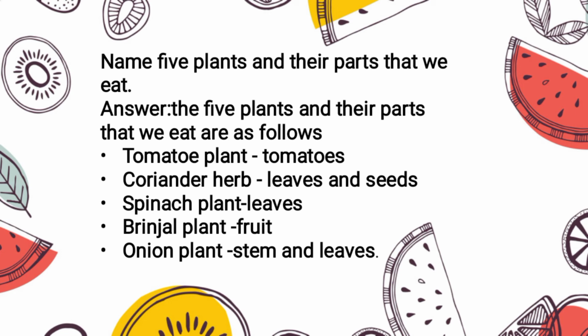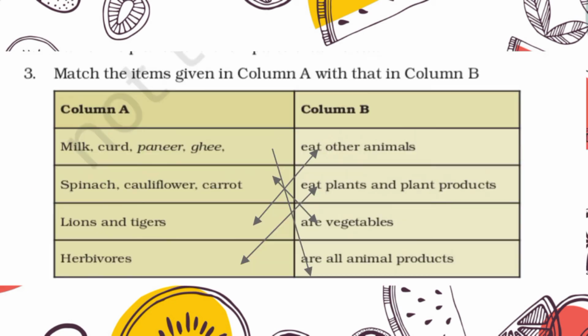Spinach plant, that is palak, you are using leaves. Brinjal plant, you are using the fruit. Onion plant, you are using the stem, that is onion, and leaves, that is spring onion. So these were some of the plants and their parts which you are eating.